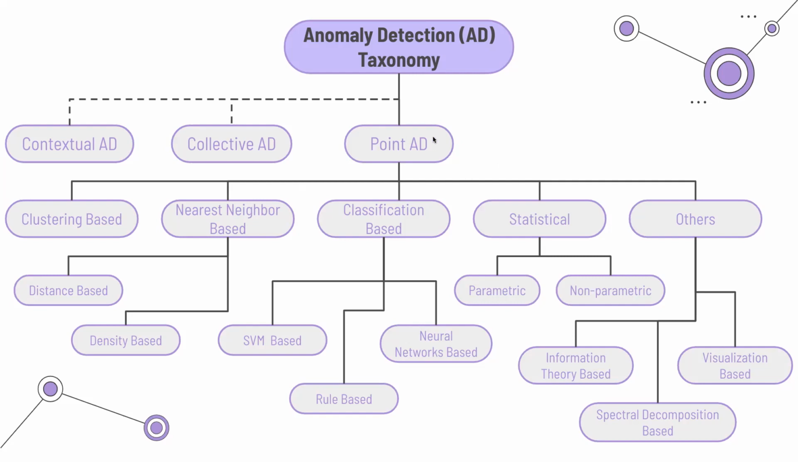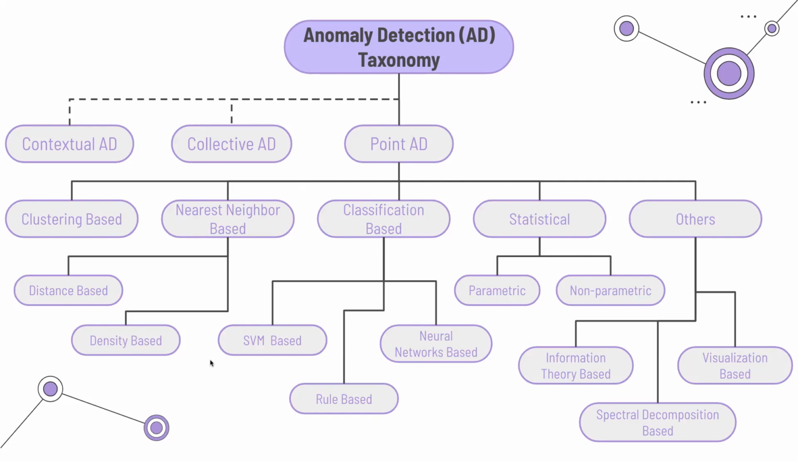But for point anomaly detection specifically, which is a bit more simple, as we talked about, collective and contextual get into more complicated data schemes, maybe with time series data and the like. So we have clustering-based algorithms, right? So that's going to be using different clustering-based algorithms, and then we have nearest neighbor-based, where we're considering distance, and then we're also considering density.